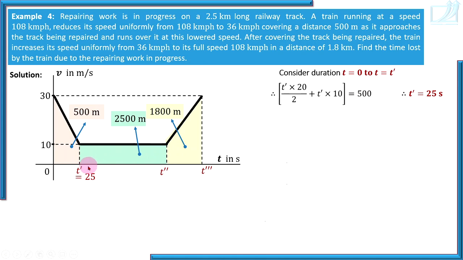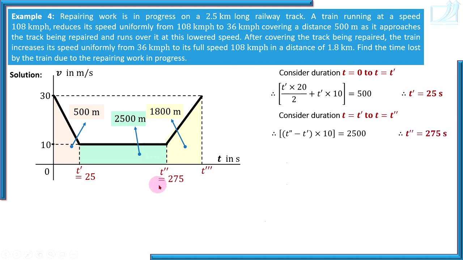Now the next area is 2500 meters. So T double dash minus T dash, or T double dash minus 25, into 10. Base into height, that is 2500. And you have found out T double dash, because here T dash is 25. Insert this value of T double dash here in the diagram and write this area.